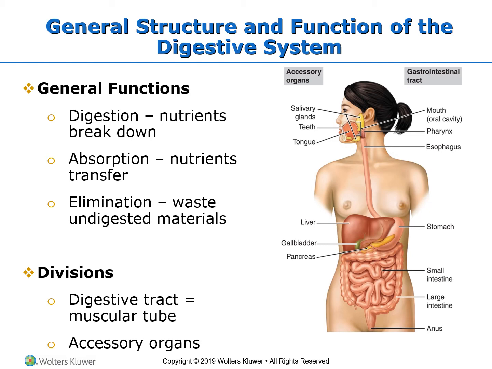In addition to that, we have what is called accessory organs, and those are necessary for the digestion process. However, they are not a direct part of the digestive tract. They are not part of this continuous tube. And we'll define those also.